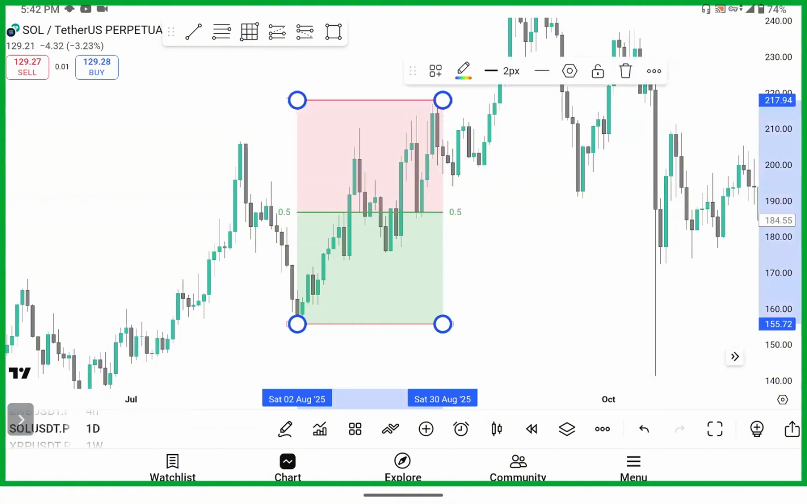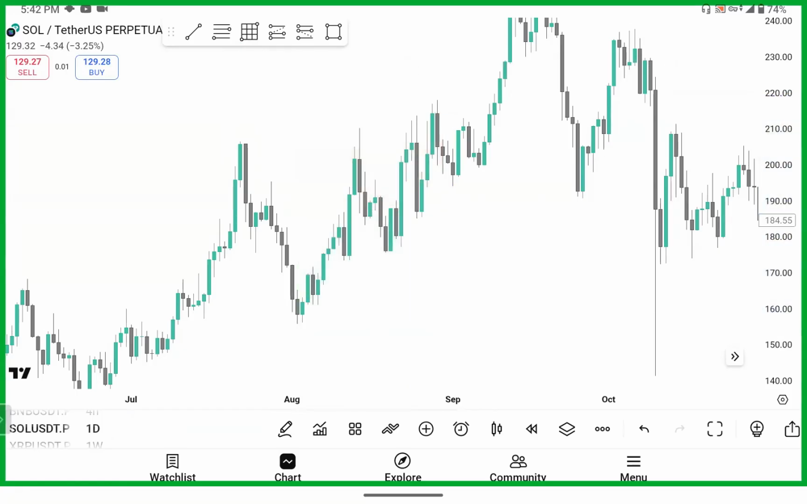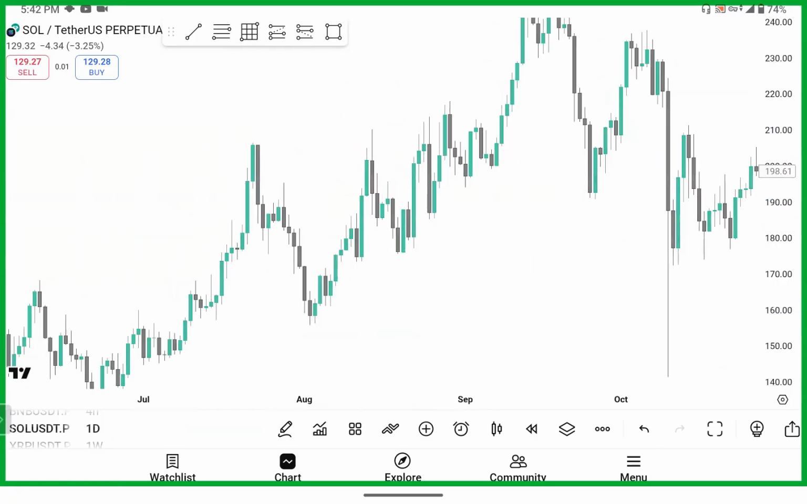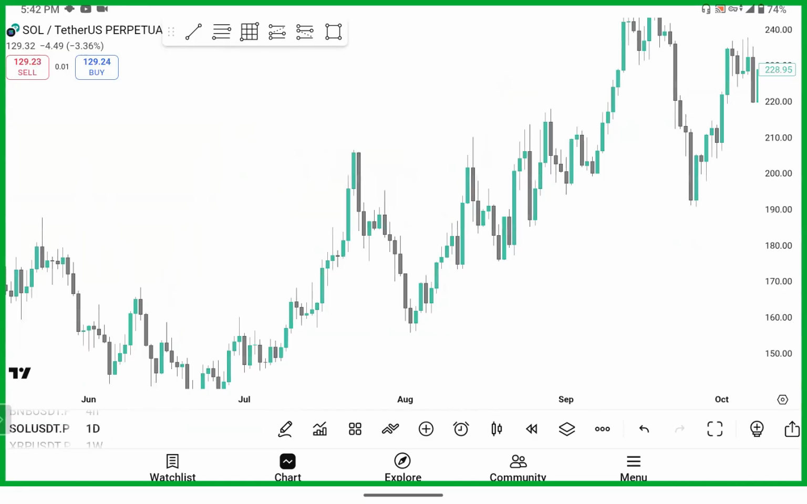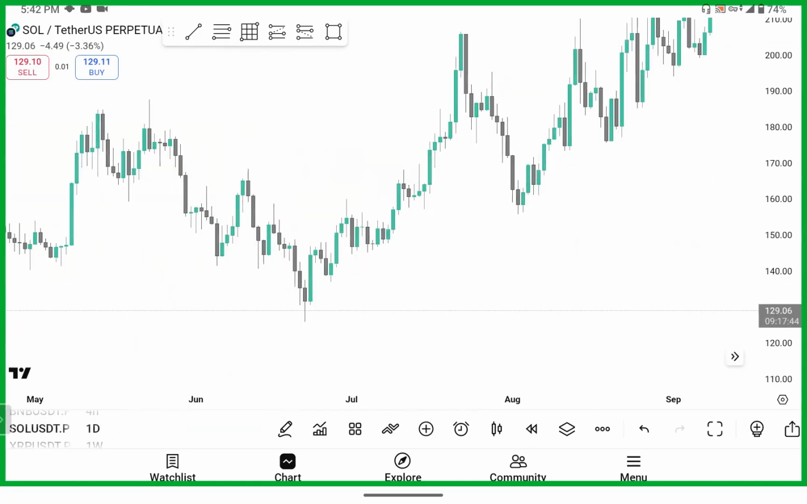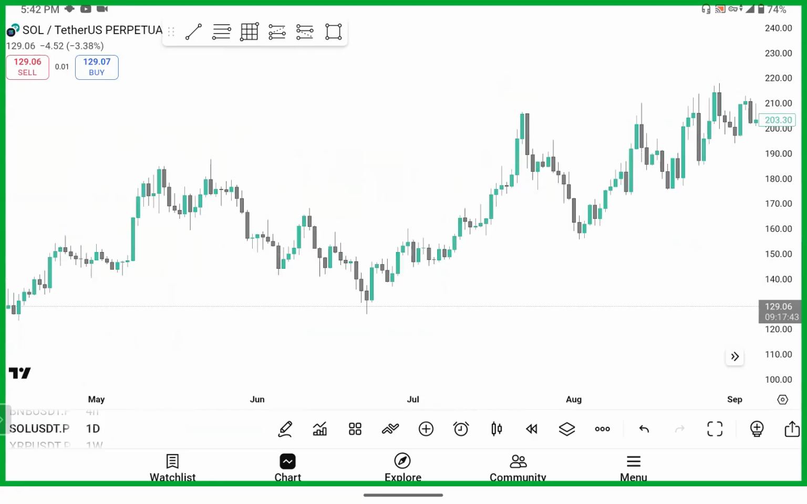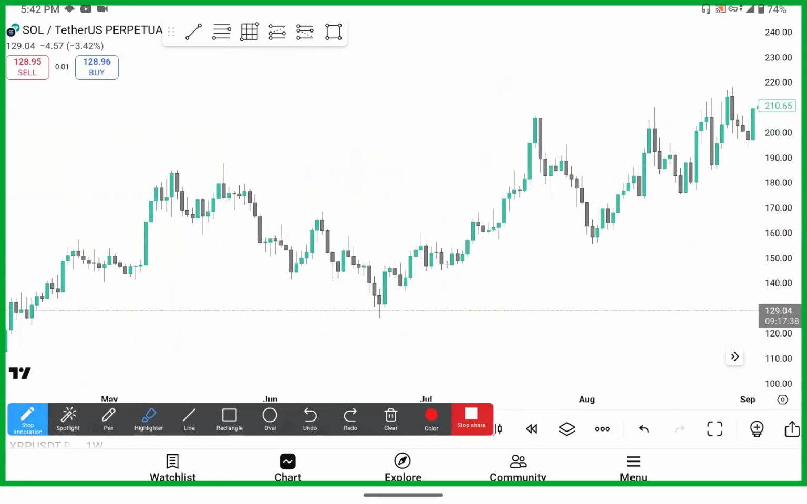So we have already set it. Now I want to show you how to use it. You see, I told you that you will always use swing point to swing point. Last time I told you that a swing point is made up of 3 candles.